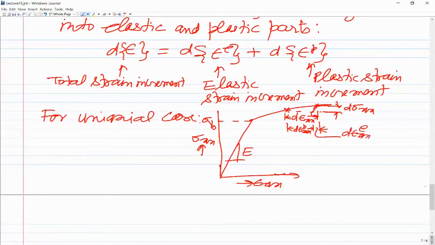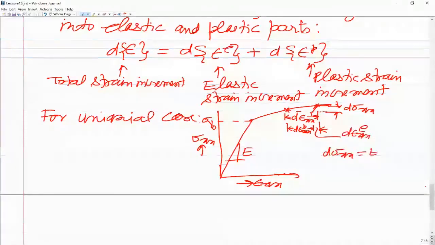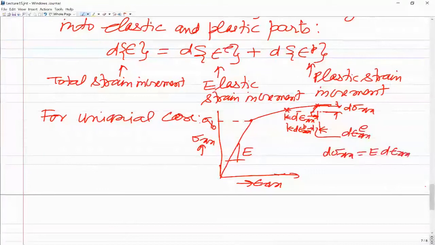So this is what we are talking about. Now if you look at d sigma xx, it can be written in terms of Young's modulus E into d of epsilon xx elastic. So the same constitutive relation, the Young's modulus, can be used to relate d sigma xx with d epsilon xx e. And you know that d epsilon xx e can be written as d of epsilon xx minus d of epsilon xx p. So we can write this relationship in this manner. So for the uniaxial case, this is how you can write.